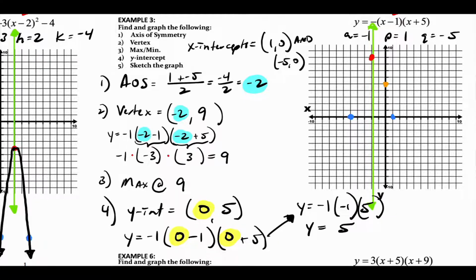Make a dot there, reflect it, make a dot there. Now I have 5 dots. I've never had 5 dots before. Usually I've always had 2 or 3. Because I have more dots, it just makes it more accurate. The more dots you have, the more accurate the graph is. That's all. Then you're done.